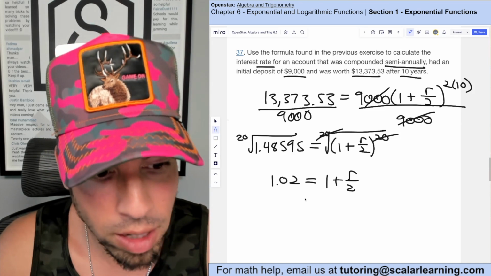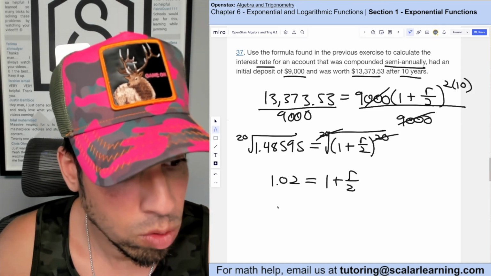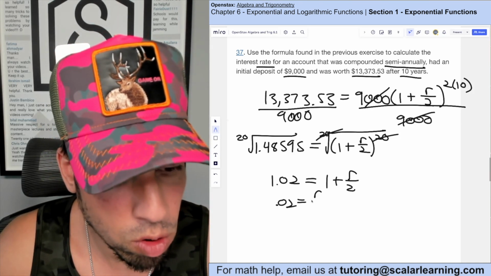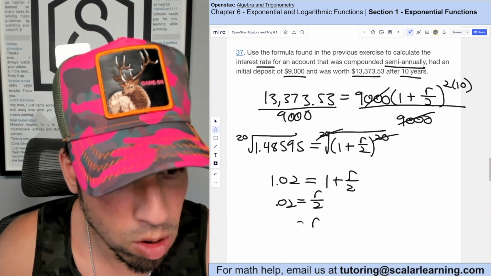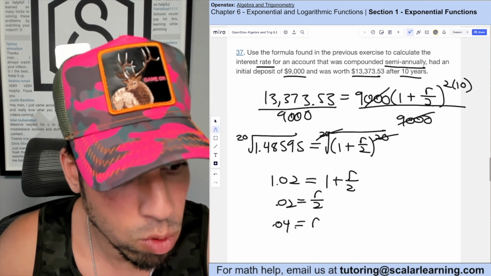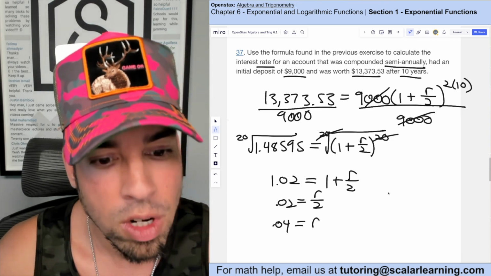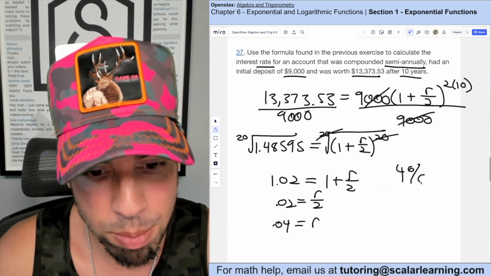Then I'm going to subtract 1 from both sides. So we get 0.02 equals r over 2. Multiply both sides by 2. We get r equals 0.04, which means as a percentage, the rate is 4%.